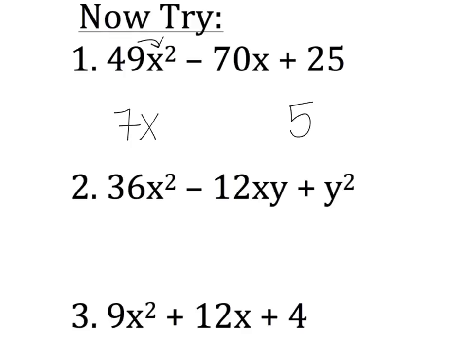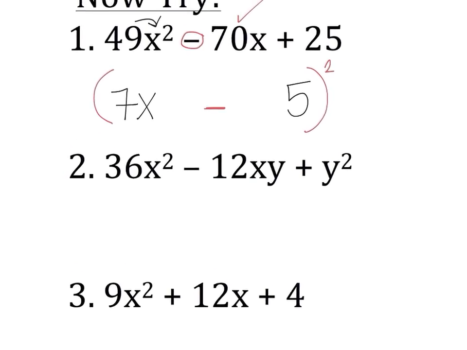So, second rule, check. I was able to square root 49. I was able to square root 25. Now I need to check if the middle term satisfies the pattern. Now multiply 7 times 5, so that's 35. Then double it. 35 times 2 is 70. Check. So then I'm done. I use the sign of the middle term, put it between the two terms 7x and 5, put parentheses around them, and then put 2 on top. Now I would like you to pause the video and try number 3 on your own.